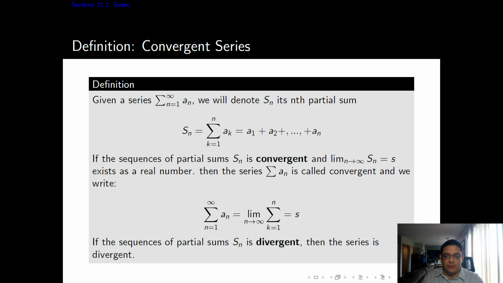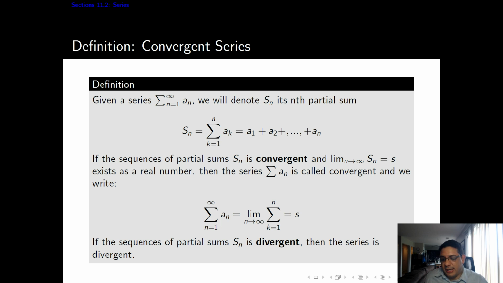This leads to the definition of convergent and divergent series. As you can probably tell now, what we're doing with the partial sum is having a sequence. And when that sequence has a limit, a finite limit that exists and is a real number, then the series is going to be called convergent. And we're going to be able to say that the sum of a_n from n equals 1 to infinity is actually the limit of the partial sums, and is this number s.